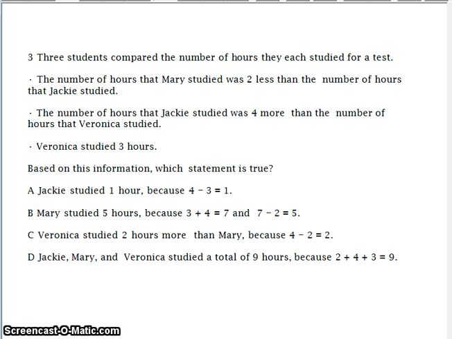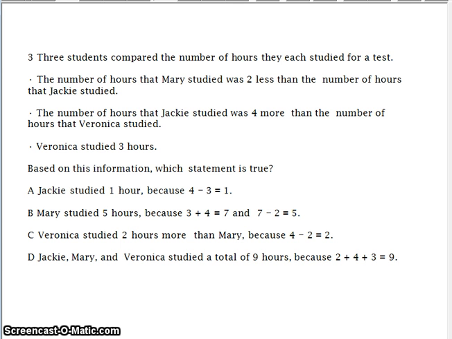So let's look at our problem. It reads, 3 students compared the number of hours they each studied for a test. The number of hours that Mary studied was 2 less than the number of hours that Jackie studied. The number of hours that Jackie studied was 4 more than the number of hours that Veronica studied. Veronica studied 3 hours. Based on this information, we're trying to find out which statement is true.